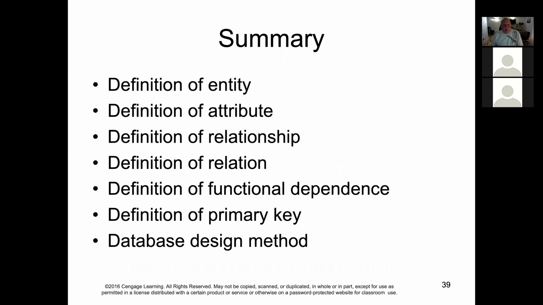Okay, a summary. We defined an entity, an attribute, a relationship. We defined what a relation is. We looked at functional dependence, and we defined a primary key, and we looked at database design methods. So for this first week, it's key to know what an entity is, what an attribute is, what a relationship is, the definition of a relation, functional dependencies, and the key here is the primary key and the database design method.